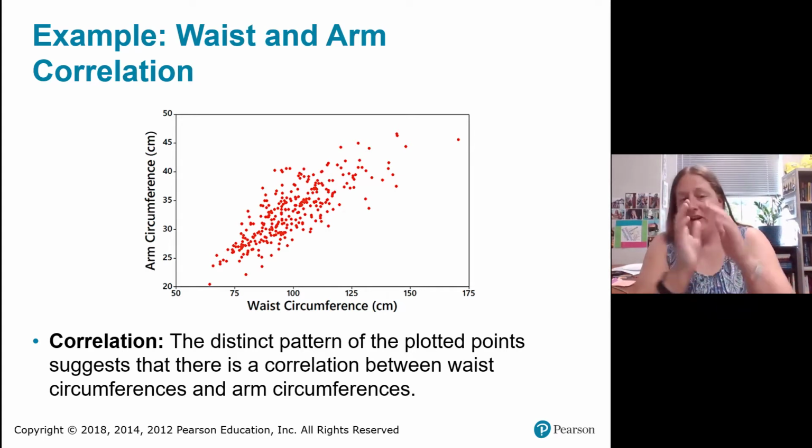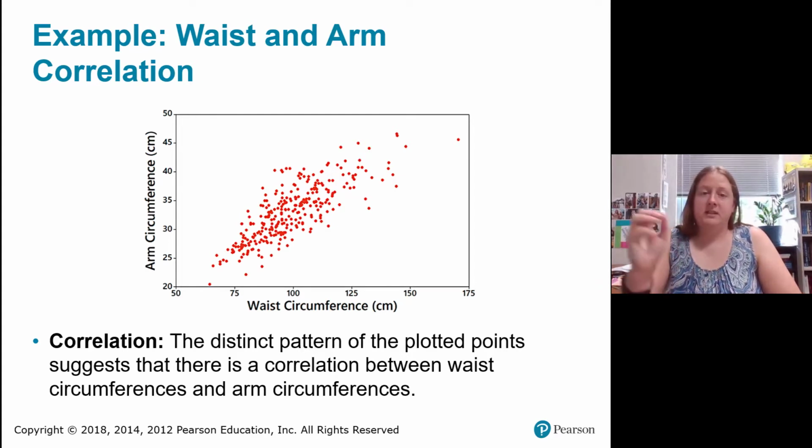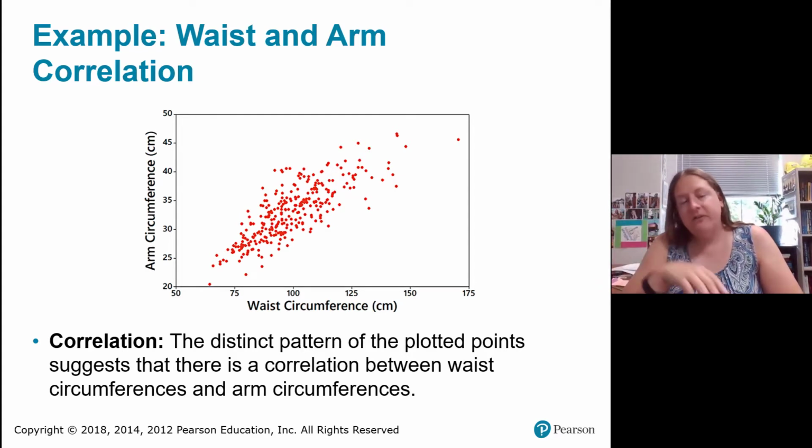Now, if you look at this scatter plot, it looks like there's a line there. Even though it spreads away from any single line, it looks like it's going from low on the left to high on the right in a fairly linear sense. So in this case, there is a correlation. There's a distinct pattern of the plotted points, which suggests that there's a correlation between waist circumference and arm circumference. And even more than that, it looks like it's going to be a linear correlation.